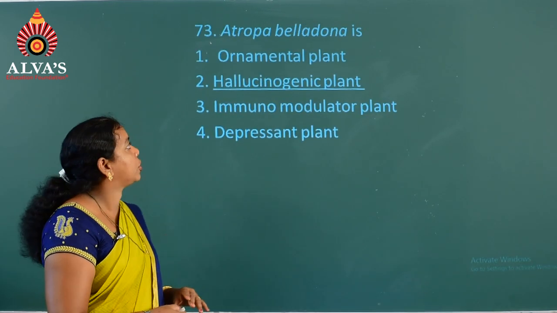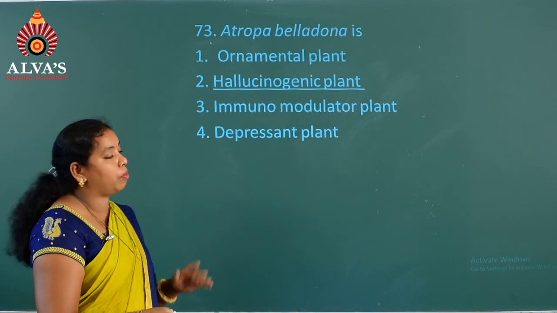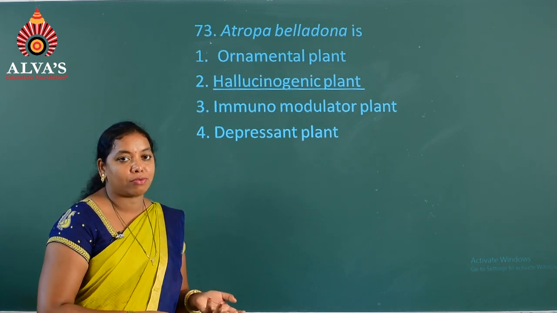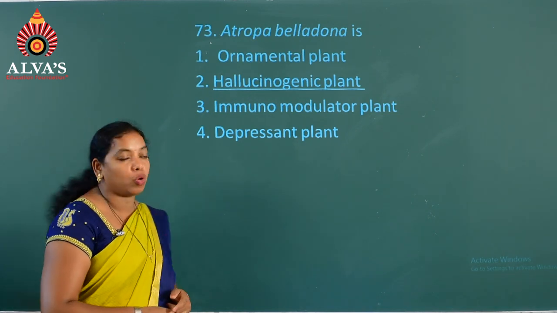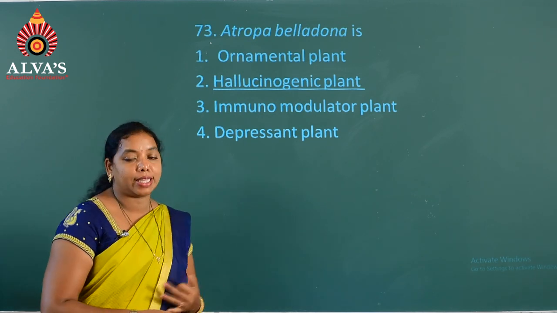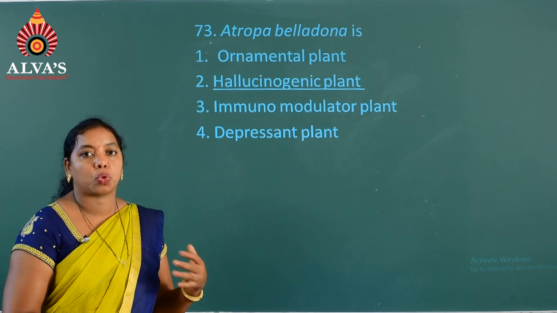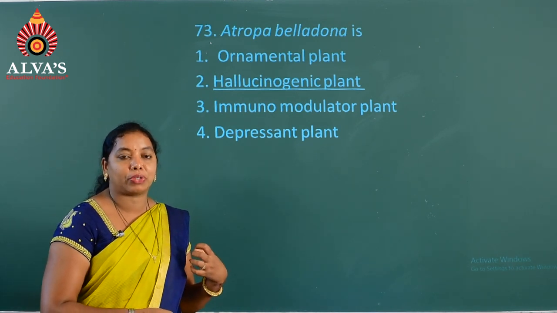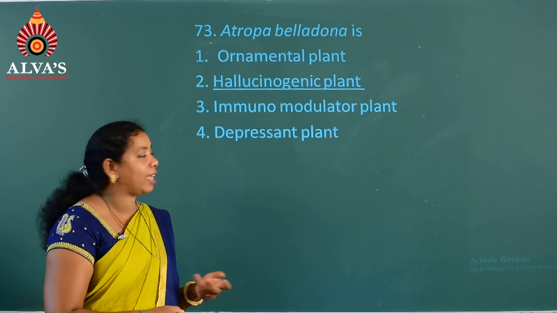Next question number 73. Atropa belladonna is option 1, an ornamental plant, option 2, a hallucinogenic plant, the third one an immunomodulator plant, the fourth one a depressant plant. So here we can see that Atropa belladonna is one of the plants which is used to extract some of the cocaine drugs. So here the answer for that is hallucinogenic plant.